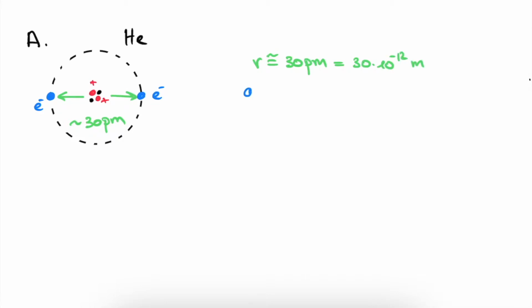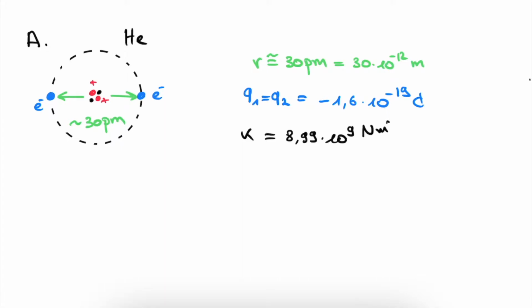We know that our charges, Q1 and Q2, are actually equal to each other because we're considering the Coulomb force between two electrons. And the charge of an electron is minus 1.6 times 10 to the minus 19 Coulomb, so also a very small number. And then of course we know that our K, our conversion factor, is 8.99 times 10 to the power of 9 Newton meter squared divided by Coulomb squared. And these are our givens.